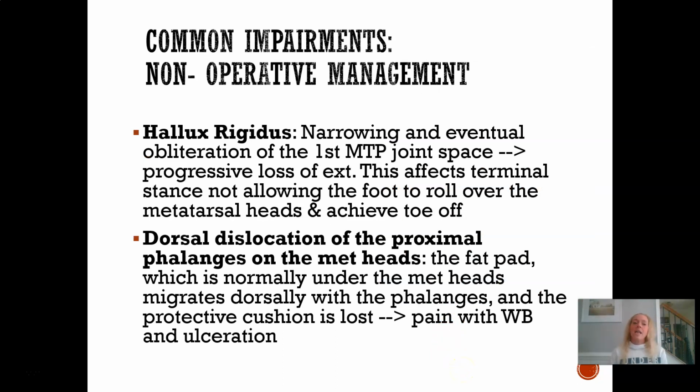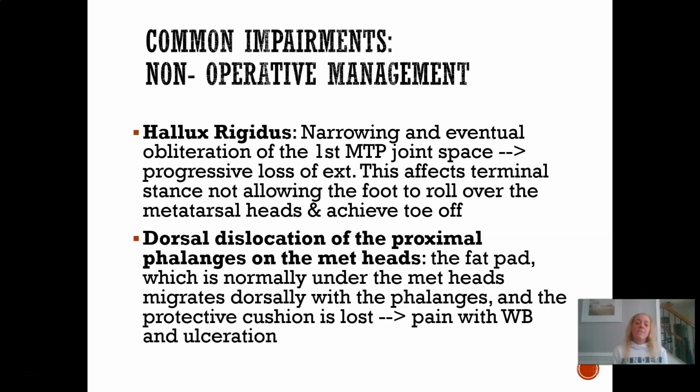Another condition is hallux rigidus, which is narrowing and eventual obliteration of the first MTP joint space, which is basically significant osteoarthritis of that joint. Again, it's going to affect terminal stance, not allowing the foot to roll over the met heads, not achieving toe off, and it's going to be painful when you weight bear. We can also see dorsal dislocation of the proximal phalanges on the met heads.